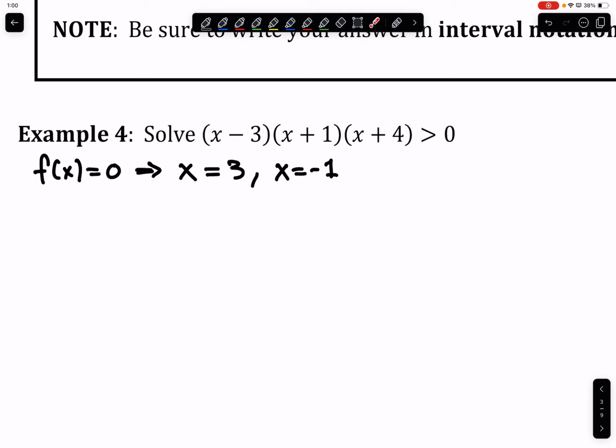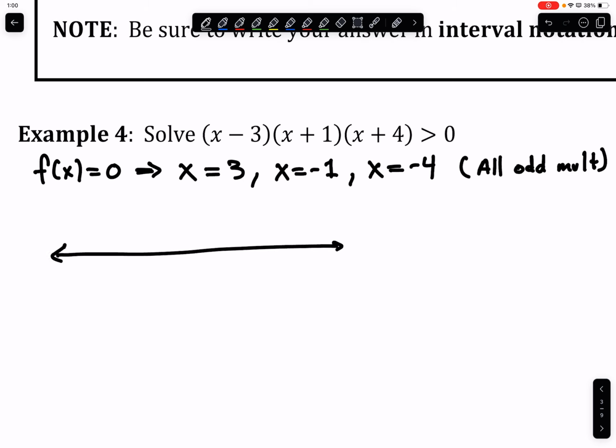X plus 1 is equal to 0 when x equals negative 1. And x plus 4 equals 0 when x equals negative 4. Now the multiplicity for each one of these is 1. So they all have a multiplicity of 1, so all have an odd multiplicity, which means that our function is going to cross the x-axis at each of those zeros.